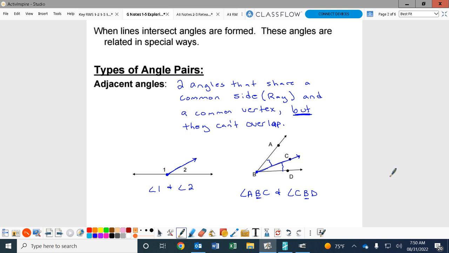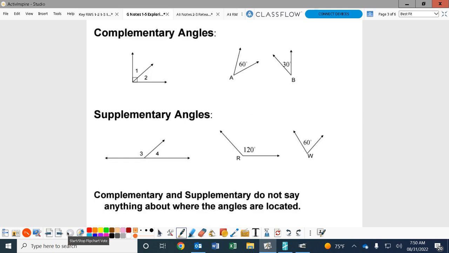Anybody have any questions about adjacent angles? Adjacent angles share common side, common vertex, never overlap. They just got to be next to each other, guys. That's what makes them adjacent. When things are next to each other, they're adjacent to each other. Your neighbor is adjacent to you. Okay, here we go. Anybody still writing? Wonderful. Let's keep going.